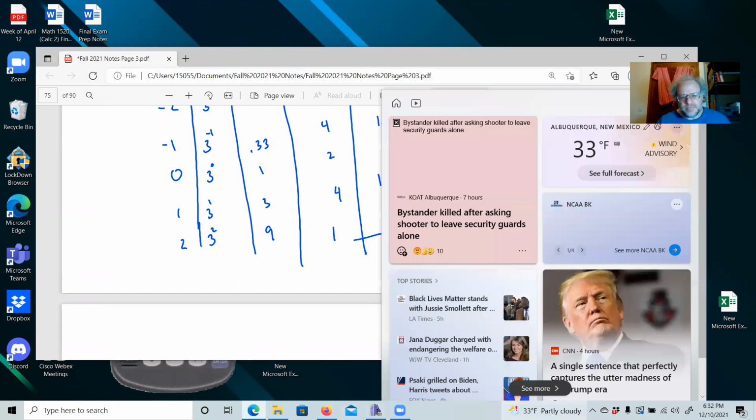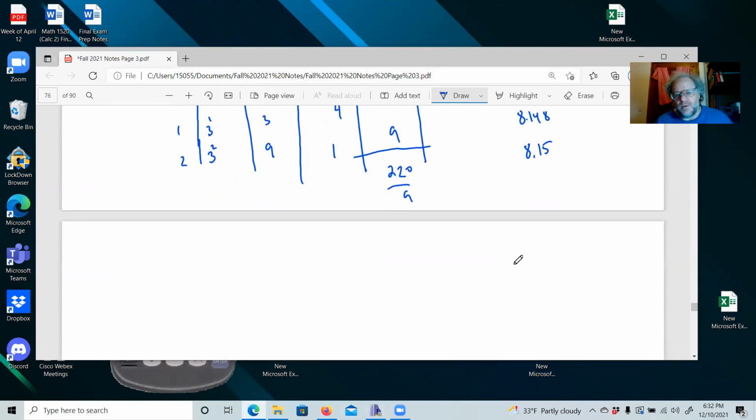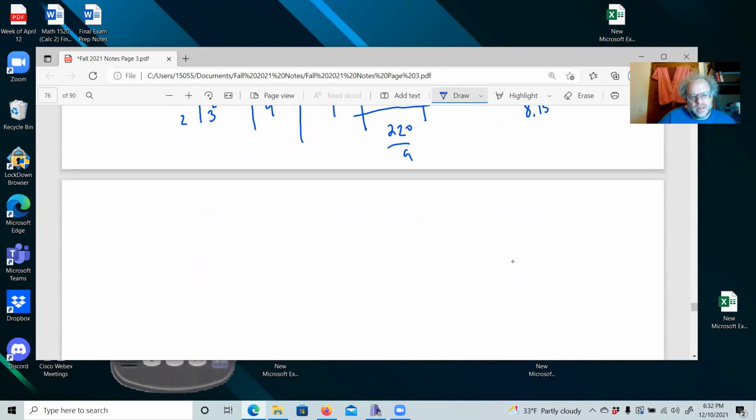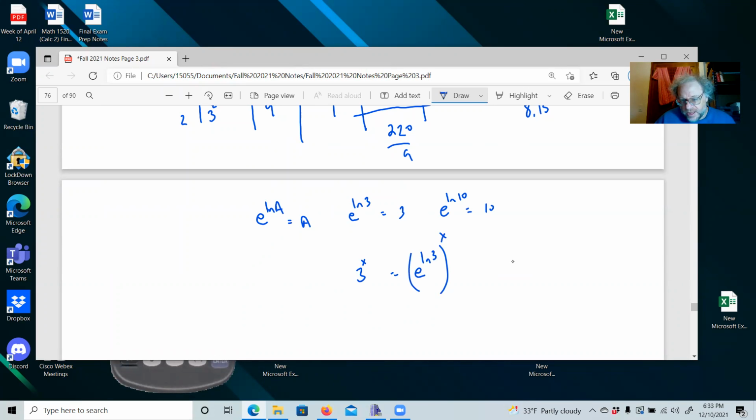Now, how do we actually integrate this thing? Do you remember the rules of logarithms, right? That e to the natural log of a thing is just the thing. You can try it. e to the natural log of 3 will be 3. e to the natural log of 10 is going to be 10. So we have 3 to the x. Let's call 3 equal to e to the ln 3, raised to the x power.